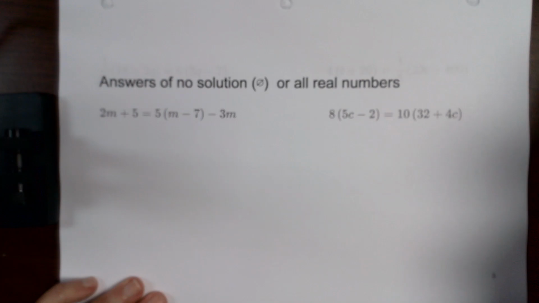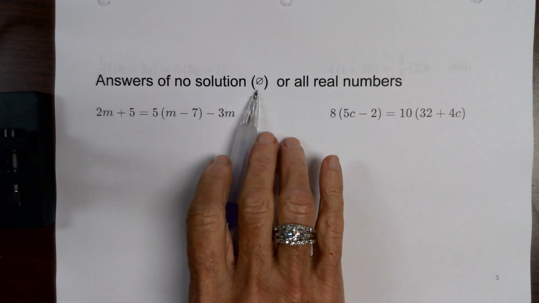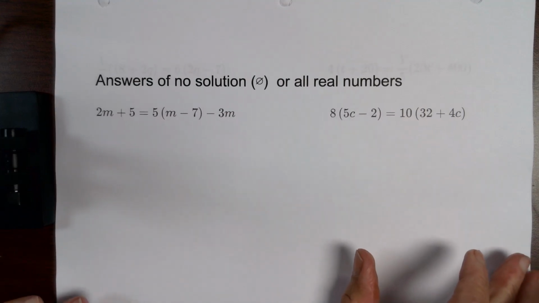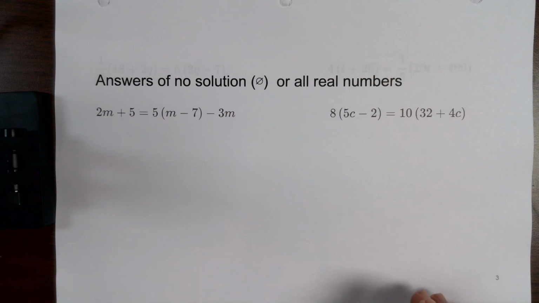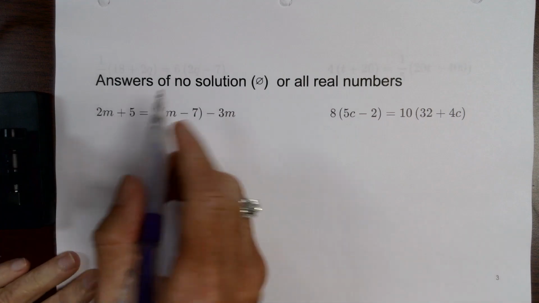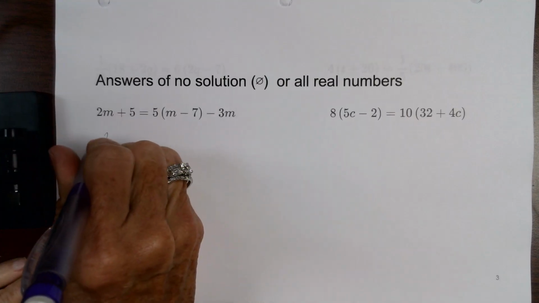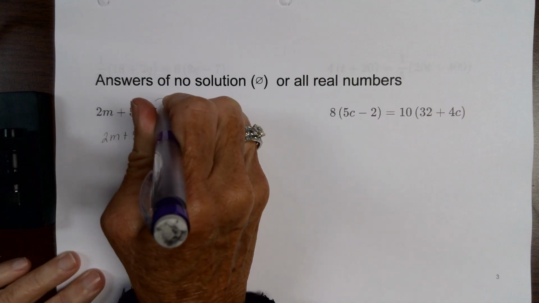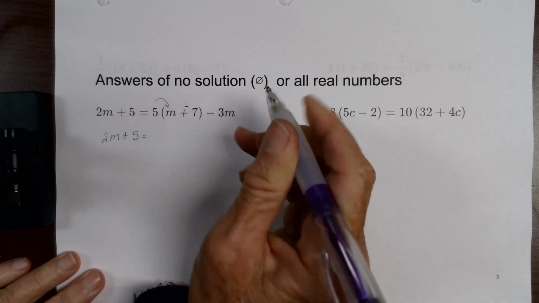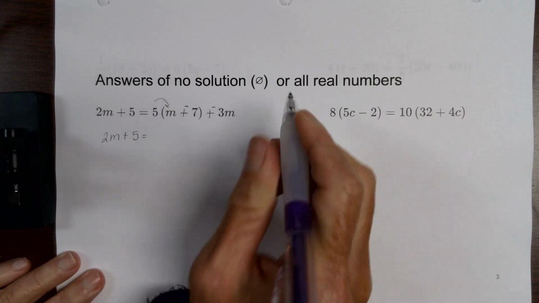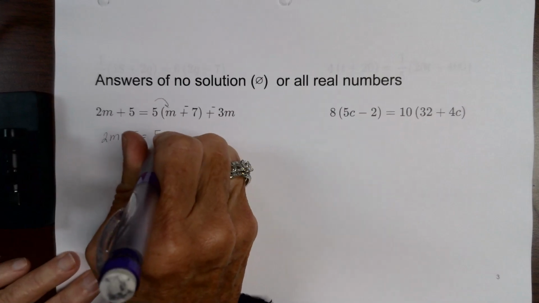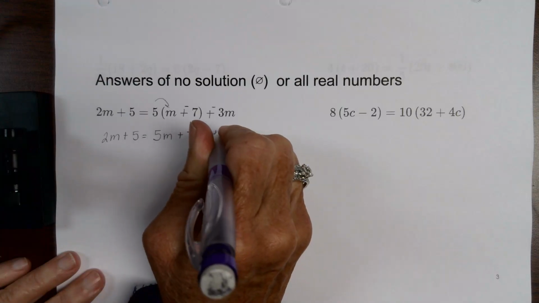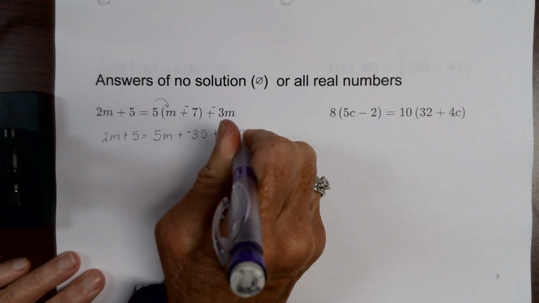Sometimes you have answers that have no solution, or what we call empty set, or we have answers that have a solution of all real numbers, which means every number you put in there would work. So let's look at this one. The very first thing that we want to do is the distributive property on the right-hand side. So I'm going to add the opposite of the second number there and there. So I have 5m plus a negative 35 plus negative 3m.